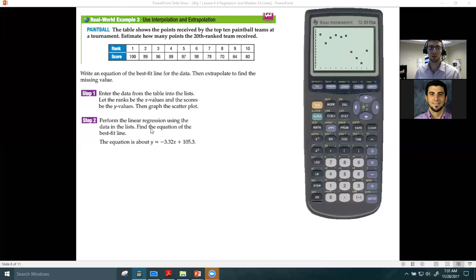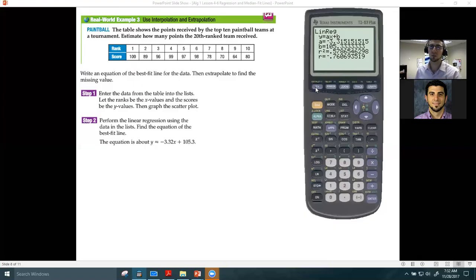Okay. So if I do a regression equation, stat, calculate, number 4, linear regression. And you get the A value is negative 3.32 if I round. And the B value is 105.3 if I round. And you can see that my R value is negative, which means it has a negative correlation. It's 0.76, so the line kind of models the data okay.